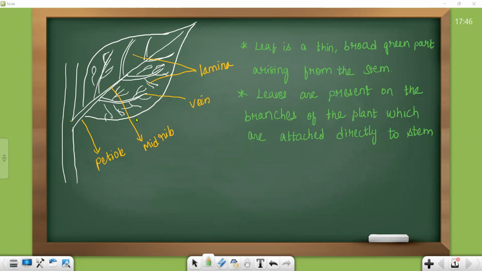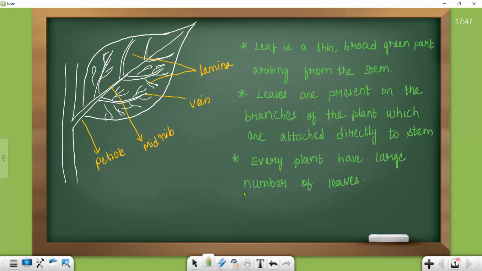Okay. So next, in any plant, how many leaves are present generally? Can you count the leaves? You can't exactly count. Every plant has a large number of leaves, isn't it? Yes, ma'am.